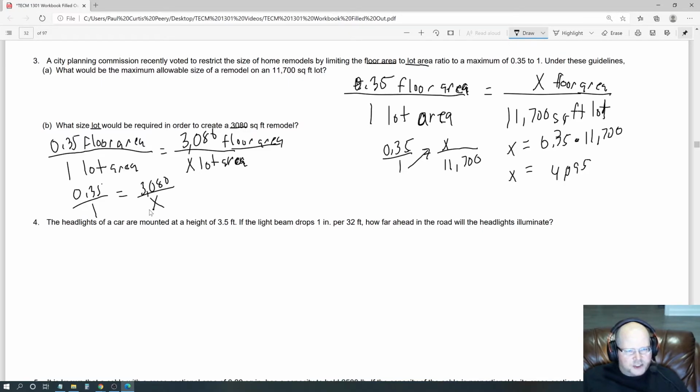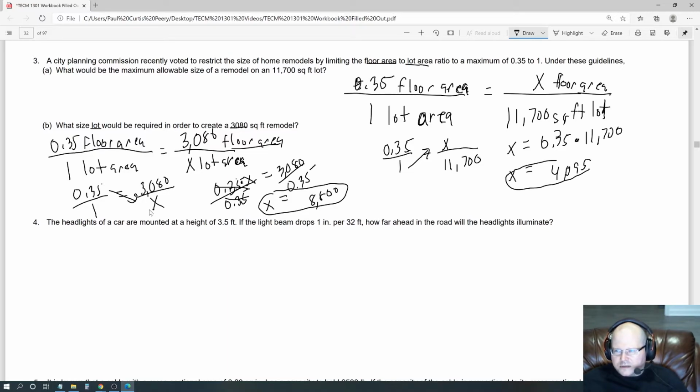So we do cross multiplication, right? So 0.35 times x is 0.35x. And then we have 1 times 3,080, which is 3,080. And now undo the multiplication of x by 0.35 by dividing by 0.35. Whatever we do to one side, we do to the other. Those cancel out, leaving me x is equal to 8,800. So we got that answer right there, and that's the answer to the first part over here.